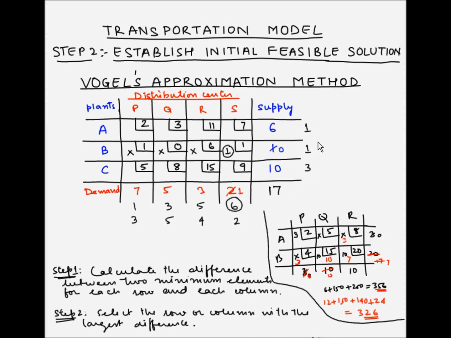Now coming to the rows. So for row A, the lowest is 2 and the next lowest is 3. So the difference 3 minus 2 is 1. Now we'll skip row B because all the squares are either filled or crossed out. So moving to row C, the lowest is 5 and the next lowest is 8. So 8 minus 5 is 3. So we'll put 3 here. We'll put a dash here, means not applicable. Alright, so this completes step number 5.